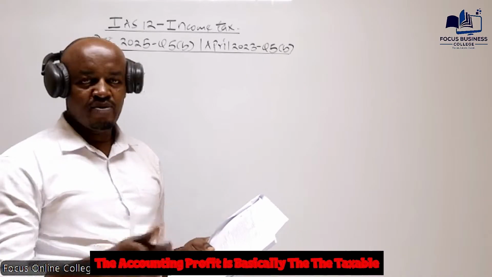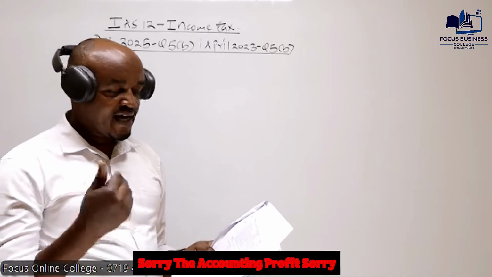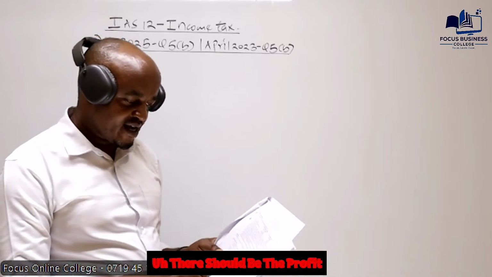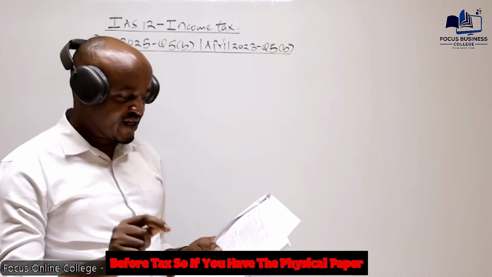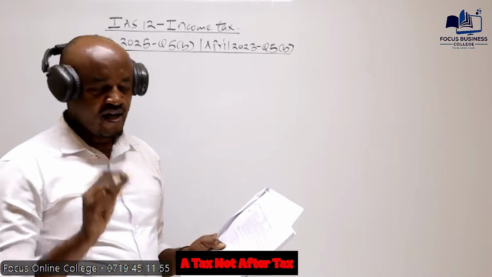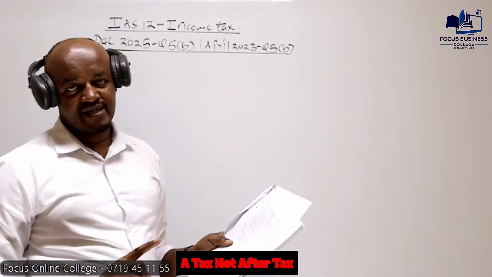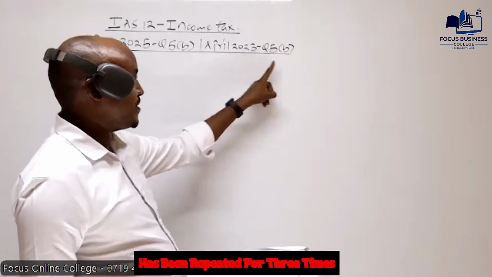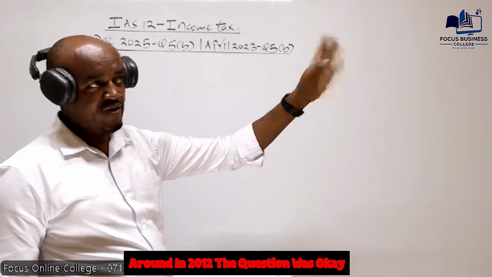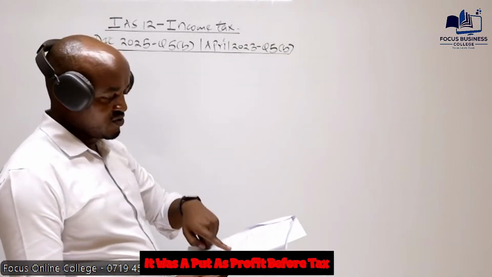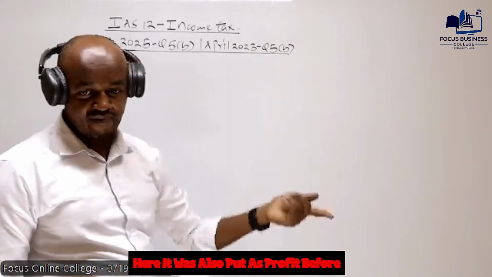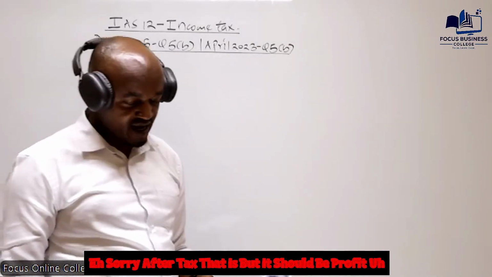The accounting profit is basically the profit before tax. So whatever you are given there should be the profit before tax. If you have the physical paper, can you change that? That one should be the profit before tax, not after tax. I say this because this question has been repeated three times. The first time, I think, was around 2012. The question was okay there, but if you check this one, it was put as profit after tax, but it should be profit before what?